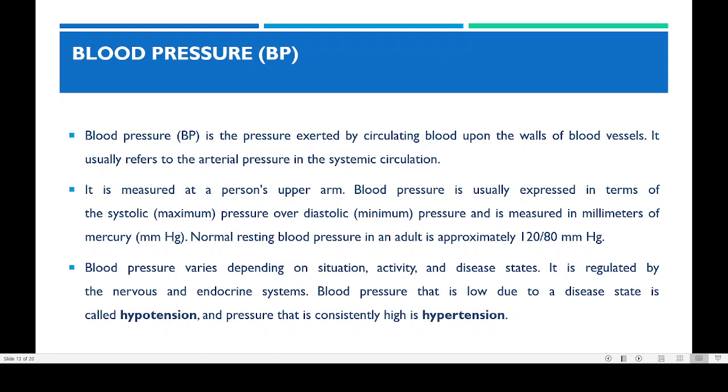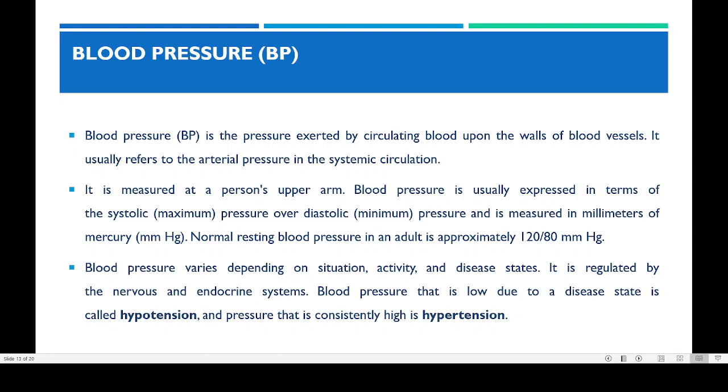Okay, this is how the pressure is actually produced. When blood is flowing through that, it applies some force on the wall of the artery as well as on the wall of the vein, and that force is known by the name blood pressure.